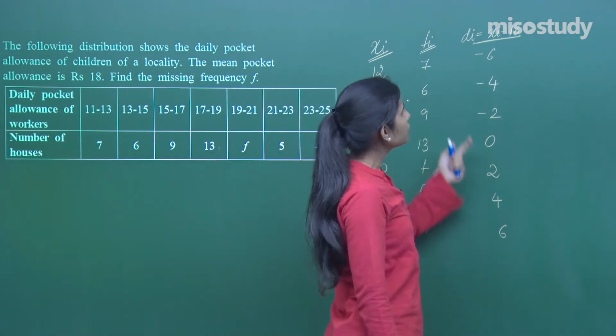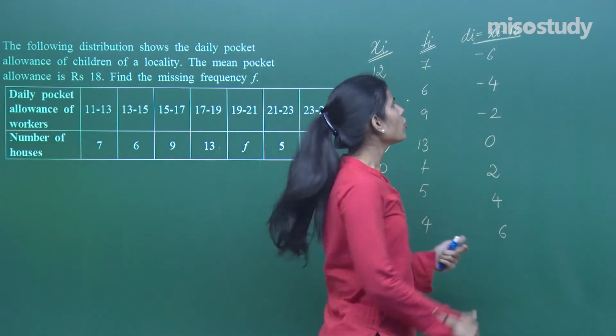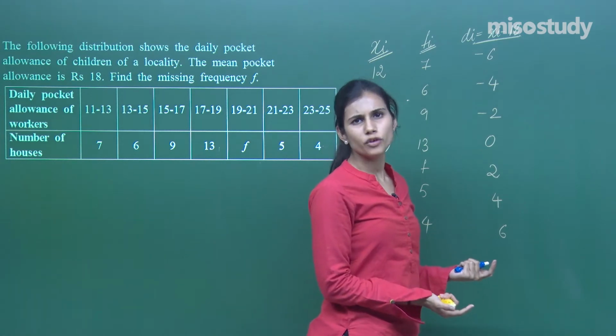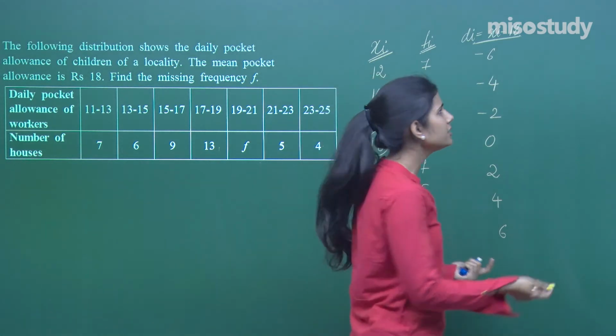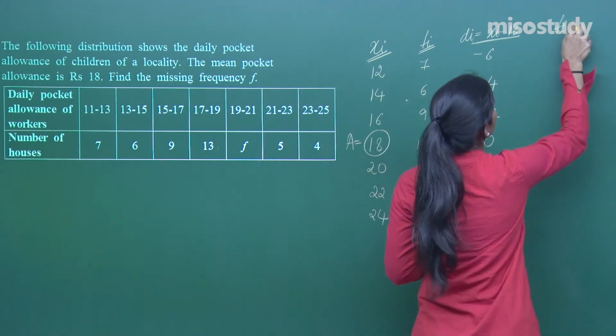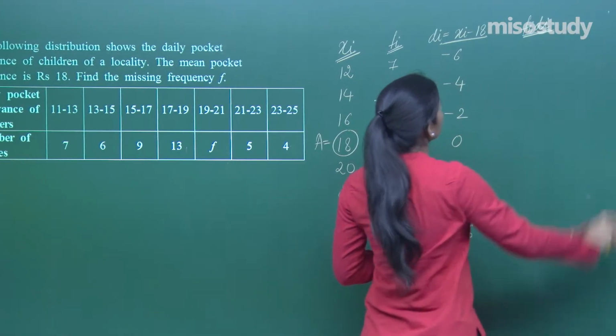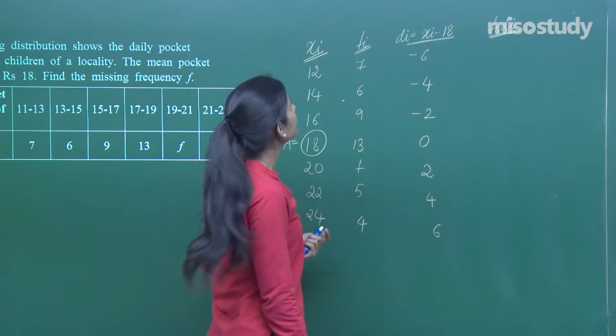Once you have di's with you, of course you can go with ui as well, but already di's are very small. So why go for ui's? Let's not go to the step deviation method. Let's just directly get to fi di. Let's stick to the assumed mean only.